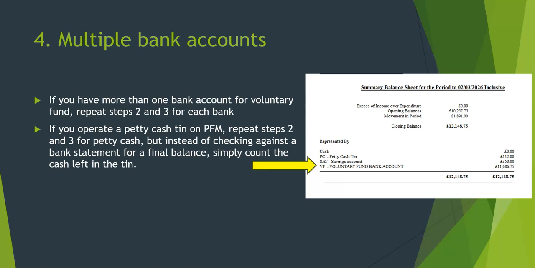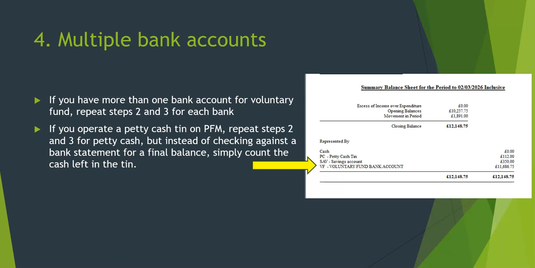And you'd need to do exactly the same thing if you operate a petty cash tin on Private Fund Manager. By that I mean, do you record all the monies in and all the monies out of the petty cash tin, giving you a balance? If that is the case, you'll need to do this checking and balancing process for your petty cash tin. Obviously, you don't have a bank statement to work from, but your alternative is that you would count the cash in the tin, and that would be your closing balance figure at year end.